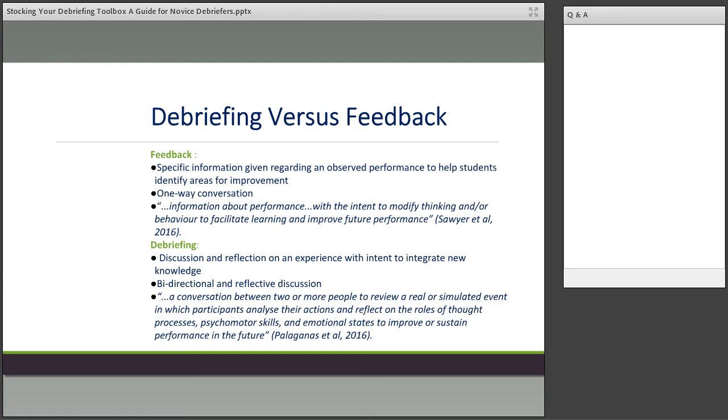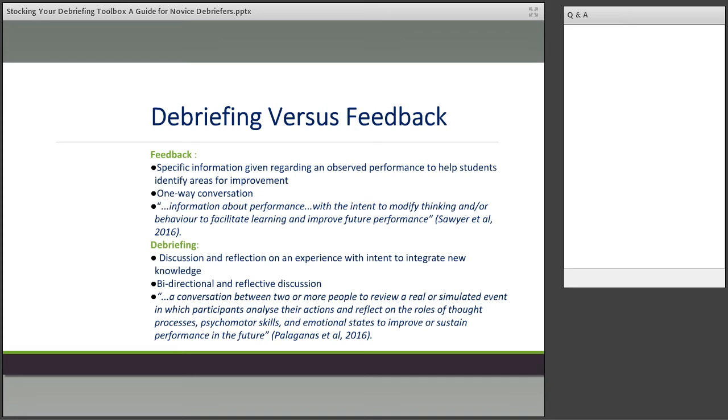But looking at the differences between feedback and debriefing. Feedback is specific information about performance to help students identify improvement, and it's a one-way conversation, as opposed to debriefing, which is bidirectional and reflective. Now, you may have elements of feedback in debriefing, which I will show you. There are times when you need that specific information about a performance. So you may get feedback in there, and you may have elements of debriefing going into your feedback. But ideally, what separates the two is that feedback is the one-way conversation, and debriefing is the bidirectional and more reflective discussion.